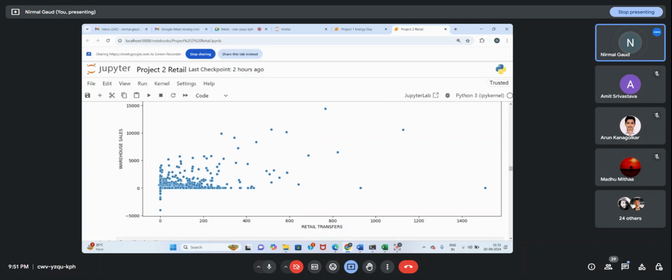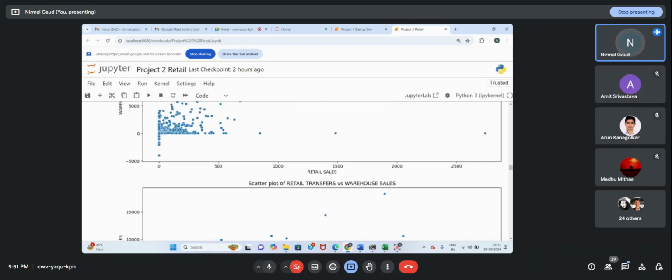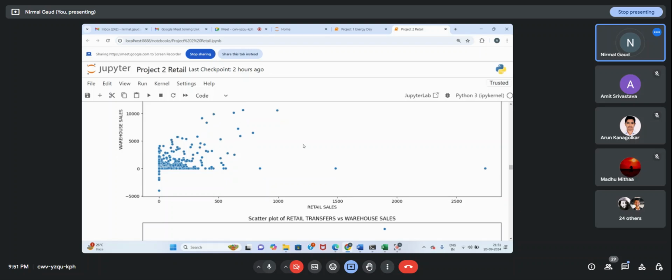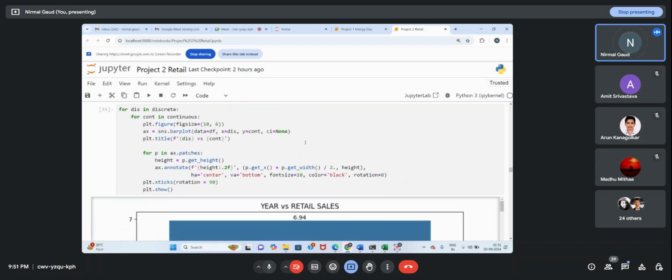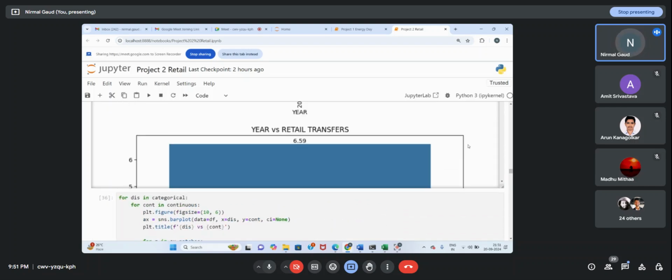Okay, then wholesale and retail transfers are somewhat related, not much. Not like this line that we are getting between these two. Then I made a discrete versus continuous bar plot. You can make a discrete versus continuous bar plot to show the average values.